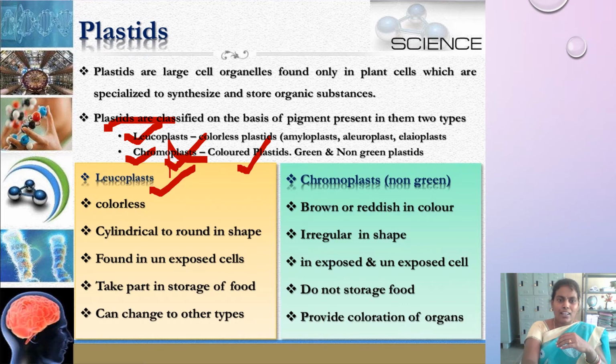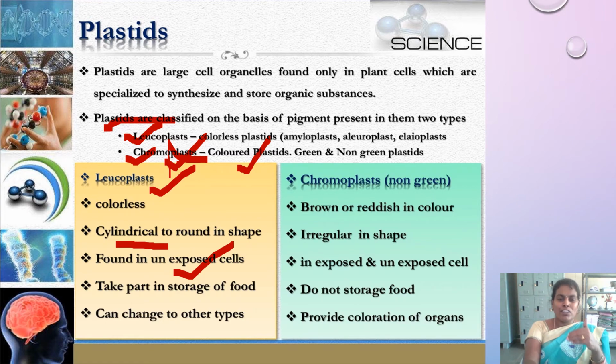Leucoplasts are colorless plastids. If you see the shape of these leucoplasts, they are cylindrical to round in shape. They are found in unexposed cells, that means which are present inside the soil. These type of plastids are not exposed to the sunlight. Mostly the root system is present inside the soil only.